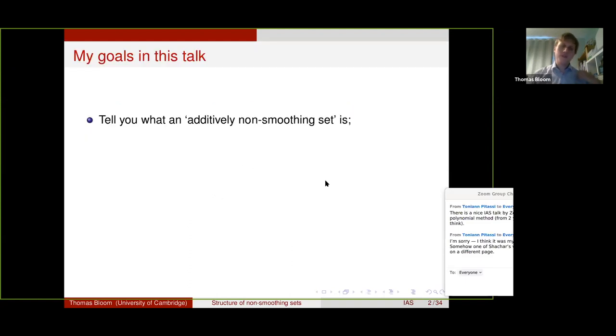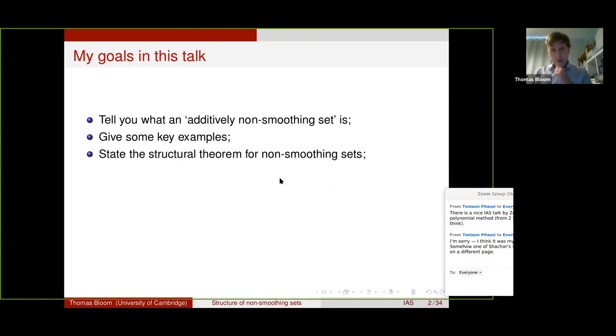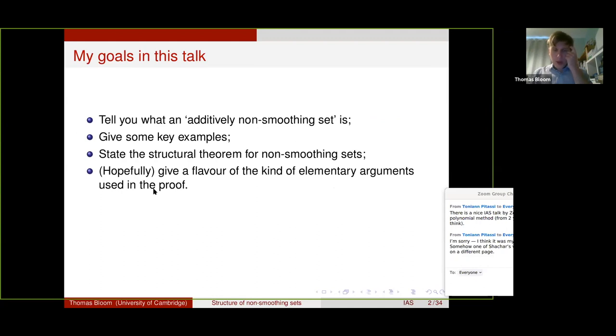Okay, so my goals in this talk are first of all to tell you what an additively non-smoothing set is. I think it's a relatively new concept that most of you probably won't be familiar with. Give some key examples of what additively non-smoothing sets are. State the structural theorem for non-smoothing sets, so both the original one of Bateman and Katz and the new one that Olof Sisask and I prove. And then hopefully I should have time at the end to give you a flavour of the kind of arguments that we use in the proof. I certainly won't have time to give the whole proof. It's probably the longest and most technically demanding part of our paper, but I hopefully will give you a flavour of the kind of arguments that one uses.